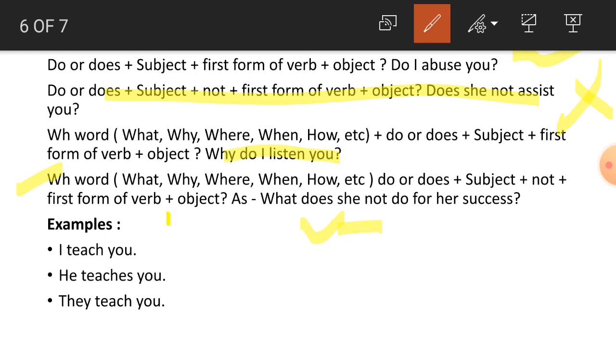There are some examples. I teach you, he teaches you, they teach you. In these three sentences, you can check the difference of subject: with I, the first form of verb; with he, s or es with the first form of verb; with they, the first form of verb. You know very well they is third person, but here it is plural.